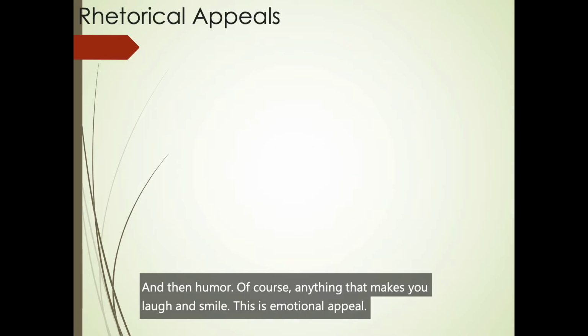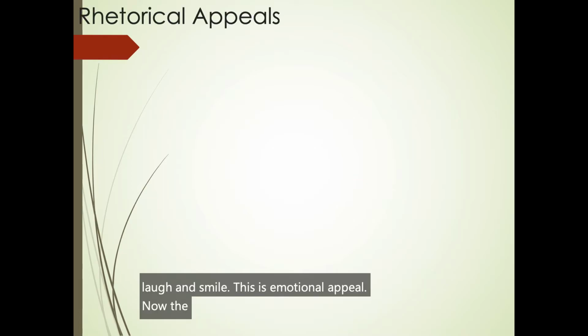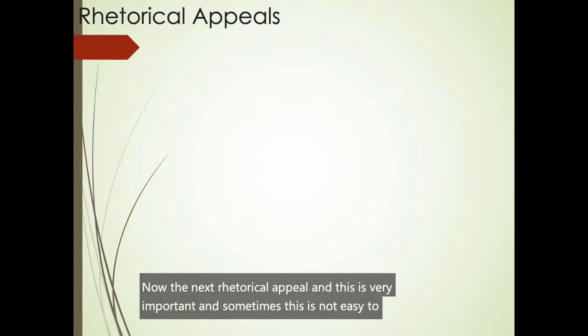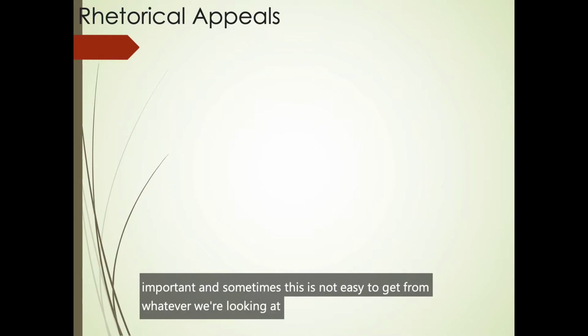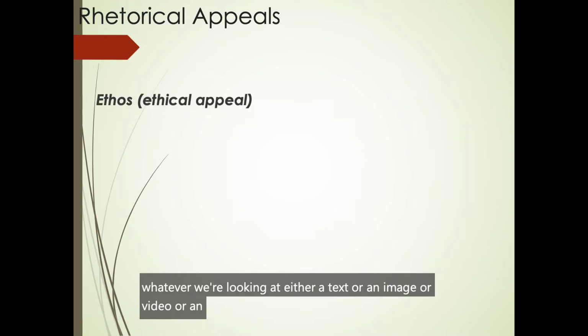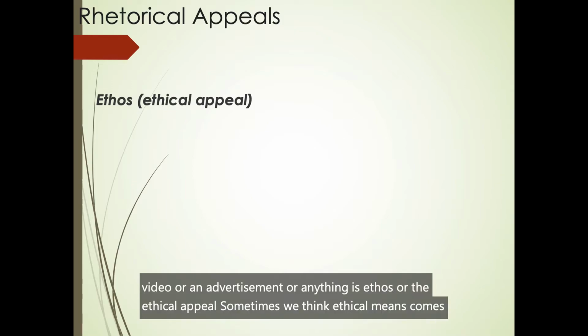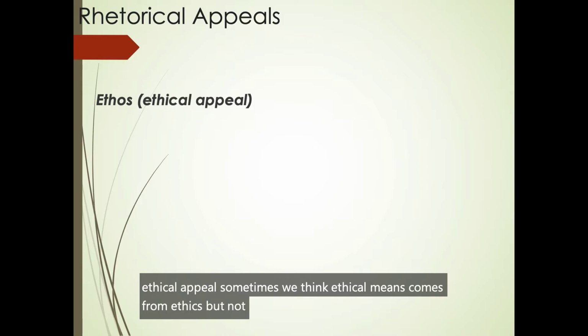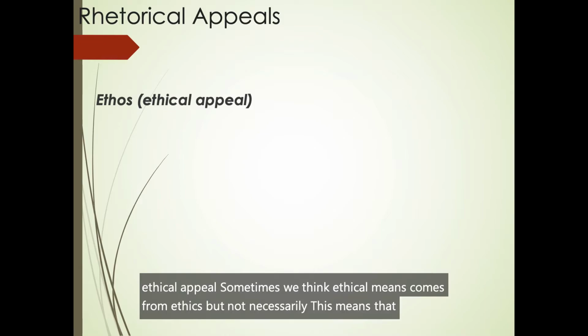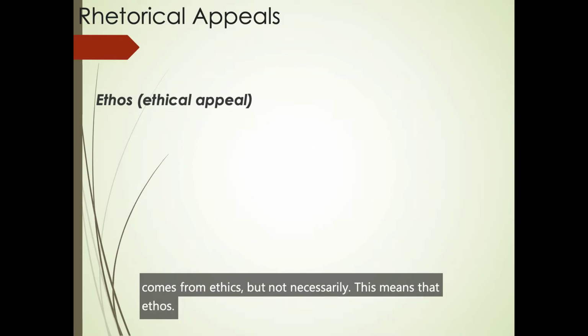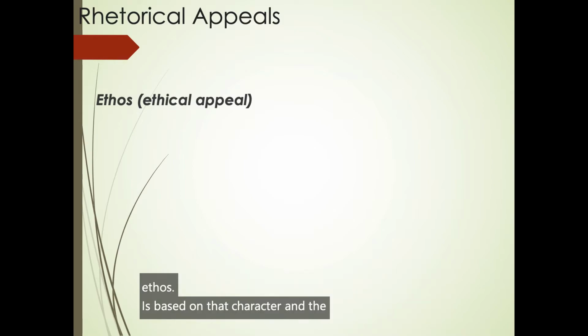Now, the next rhetorical appeal, and this is very important, and sometimes this is not easy to get from whatever we're looking at, either a text or an image or a video or an advertisement or anything, is ethos, or the ethical appeal. Sometimes we think ethical comes from ethics, but not necessarily. This means that ethos is based on the character and the credibility of the speaker or writer.